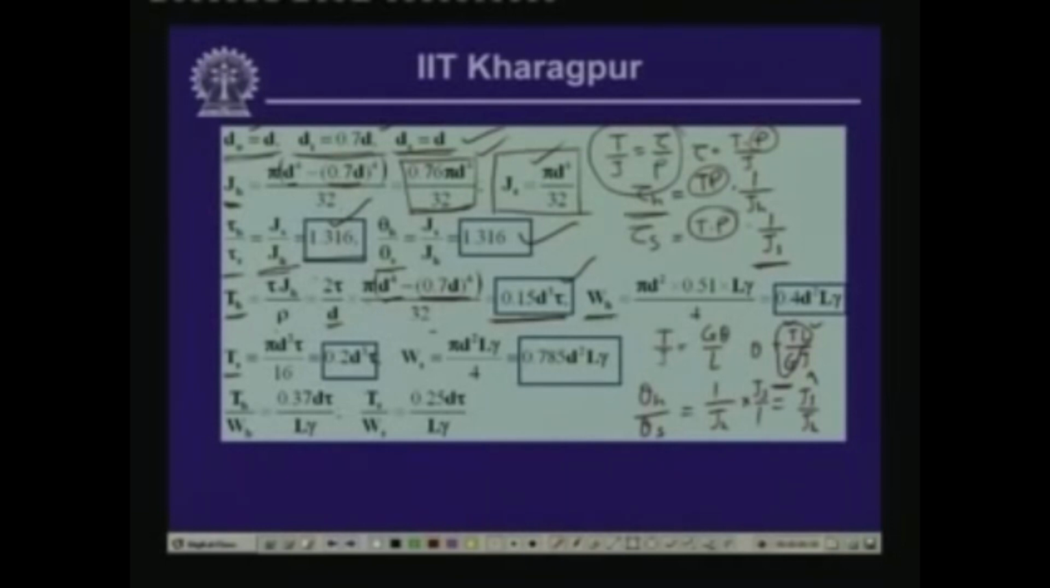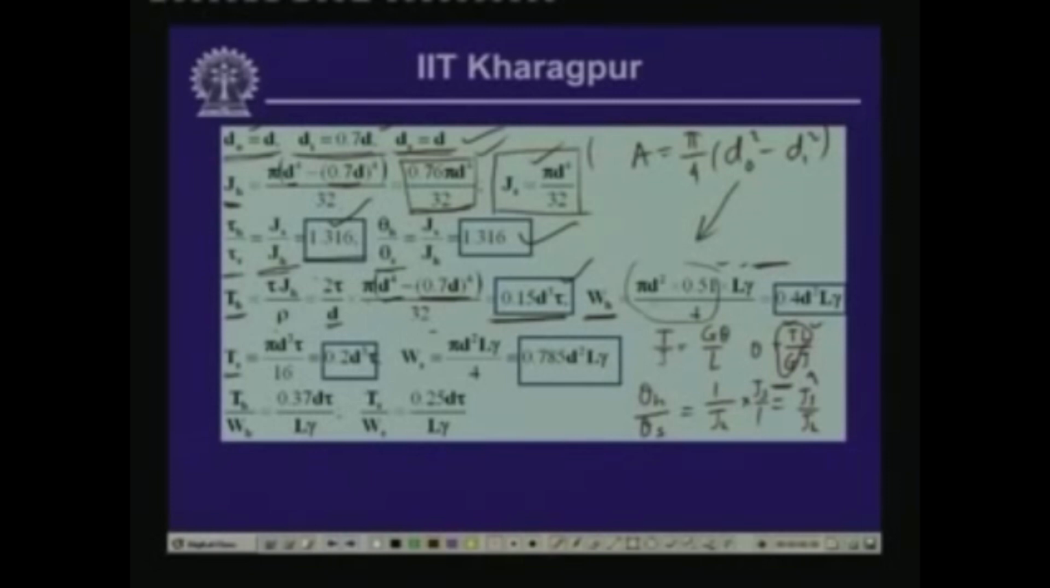And the weight of the hollow bar is equal to the cross sectional area times the length times the unit weight gamma. Since this is a hollow bar, our cross sectional area will be pi by 4 times d outer square minus d inner square, and this gives us a value of 0.51 pi d square by 4, because d inner is 0.7 times d. So, this gives us a value of 0.4 d square L gamma.